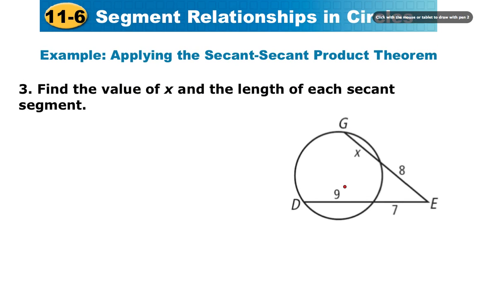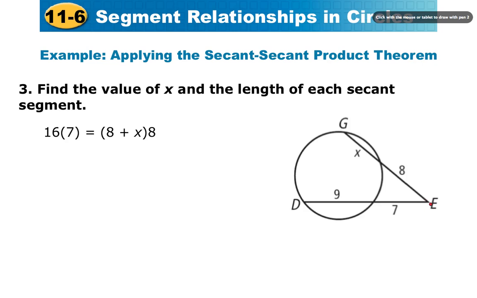Let's go ahead and apply this theorem. Once you apply the theorem, this is what you get. Notice that the distance from D to E is the secant, which is 16.